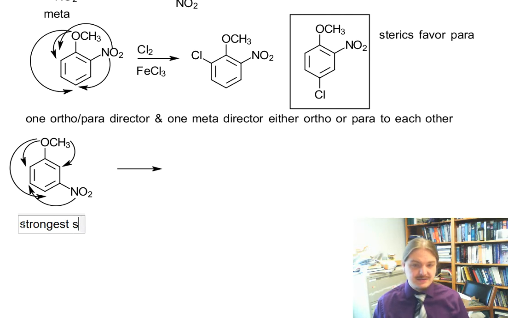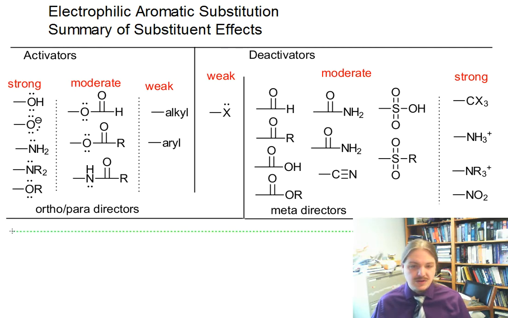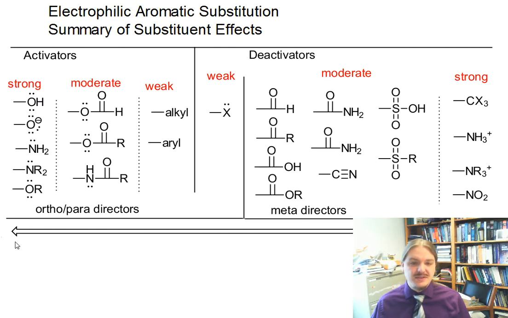In cases like this, the strongest activator wins. So you want to go back to your table of activators and deactivators. And I mentioned in a previous video that I arranged them strong activator, moderate activator, weak activator, weak deactivator, moderate deactivator, strong deactivator. Because in fact, this arrangement suggests that the farther to the left you are, the more important that functional group is for controlling the regiochemical outcome on multiply substituted rings.